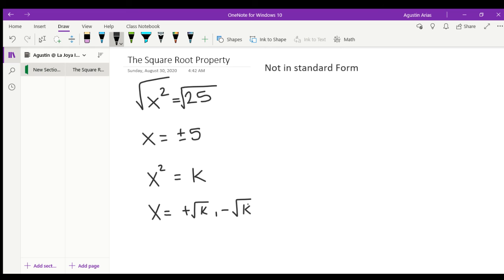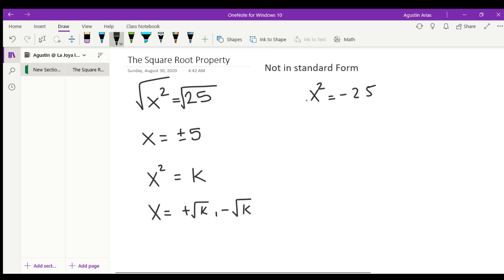Now if k is greater than 0, then you're going to have some real solutions. But if k is not greater than 0, if it's actually negative, then you're going to have some pure imaginary answers. So for example, same number actually. Let's say x squared is equal to negative 25.